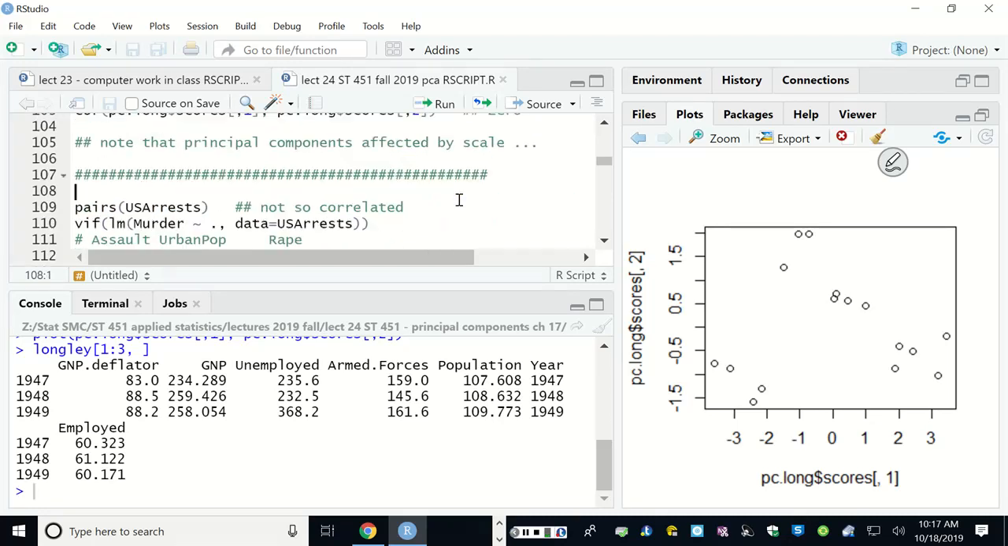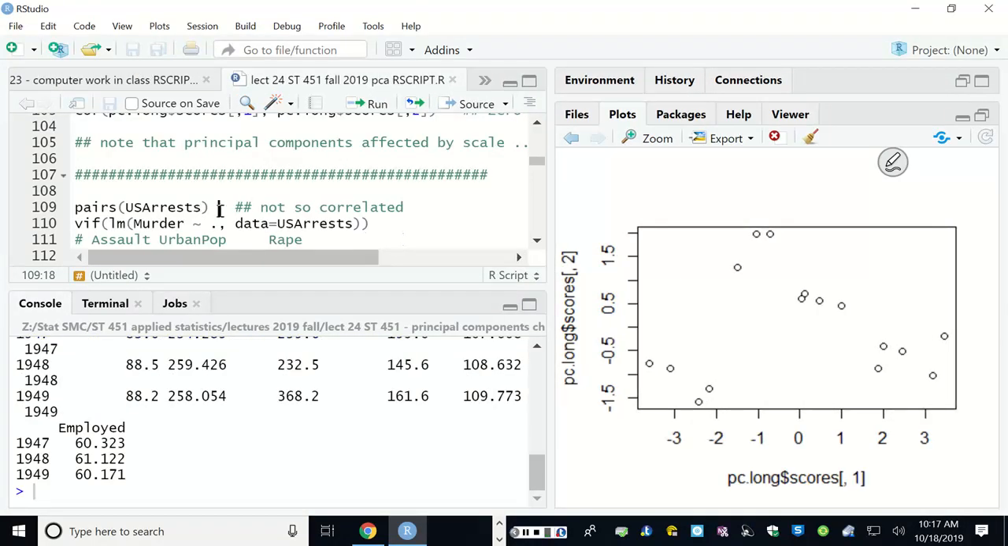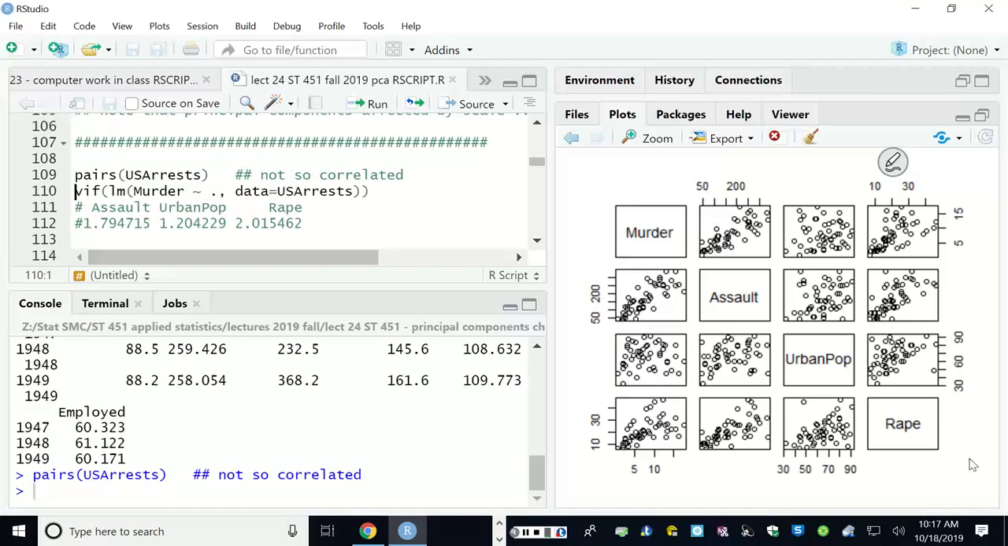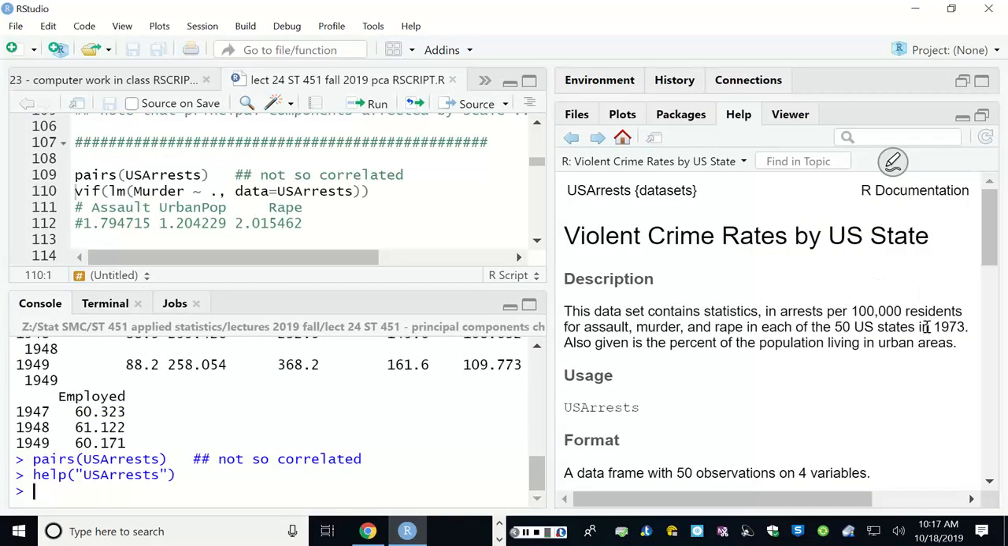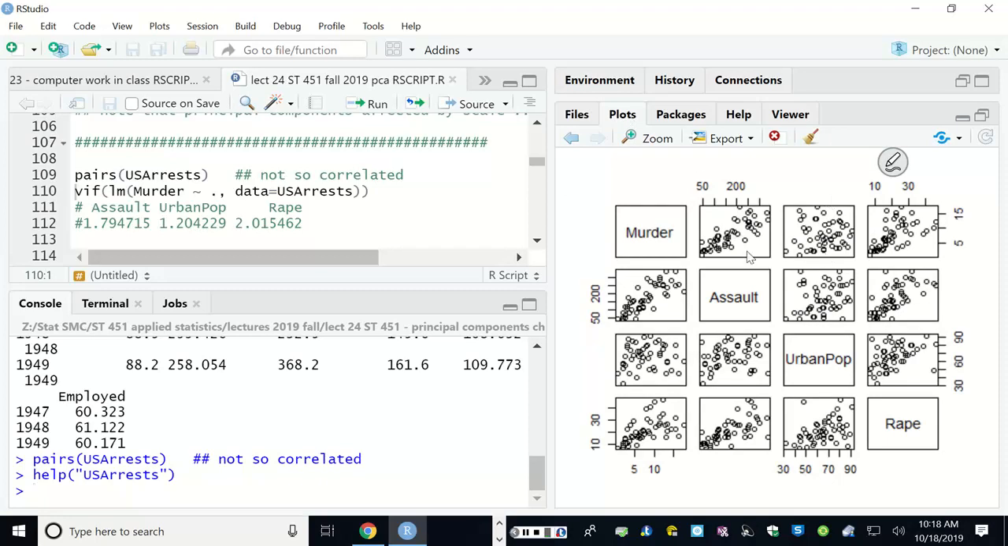How are other things related? I wanted to look at some of these other data sets. So one data set that this has been used on is data on different states. This help file is here. Right. So this is violent crime in 1973 in the different states. And these are the plots of 4 variables in the data set: murder, assault, and rape are the crime variables, and urban population. And these are somewhat correlated with one another.